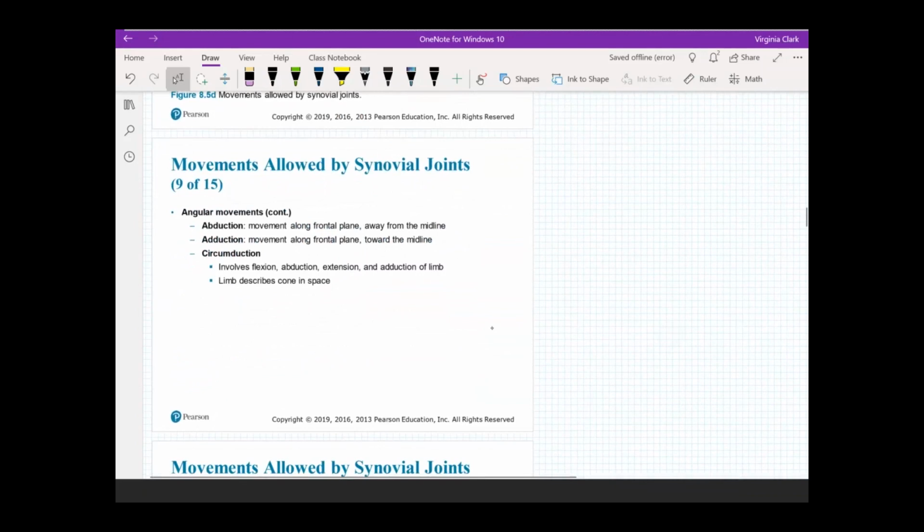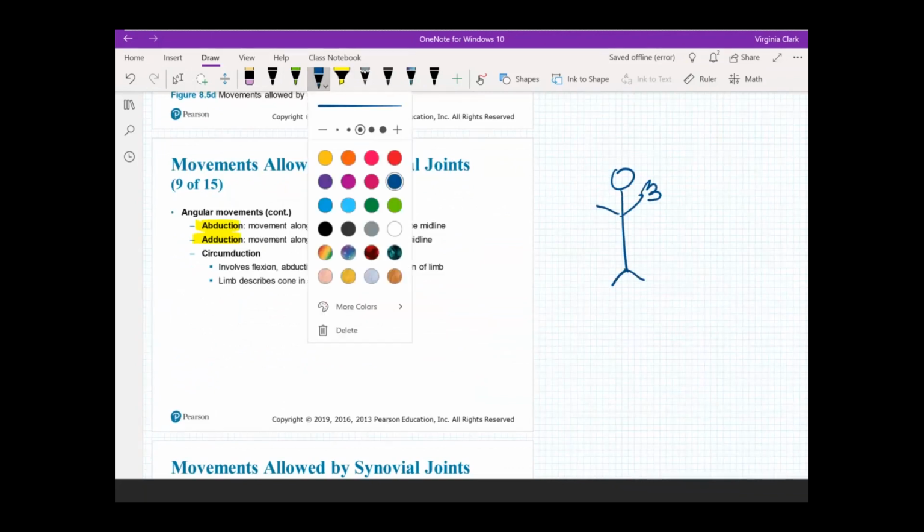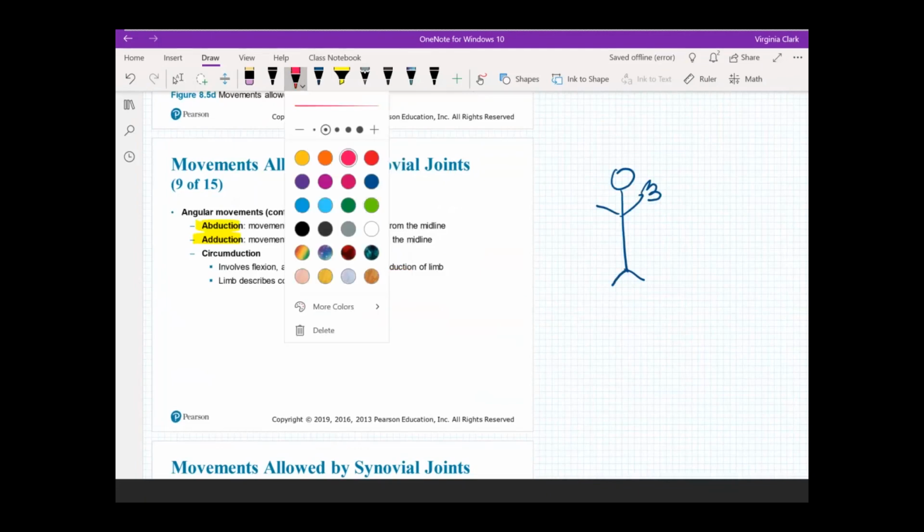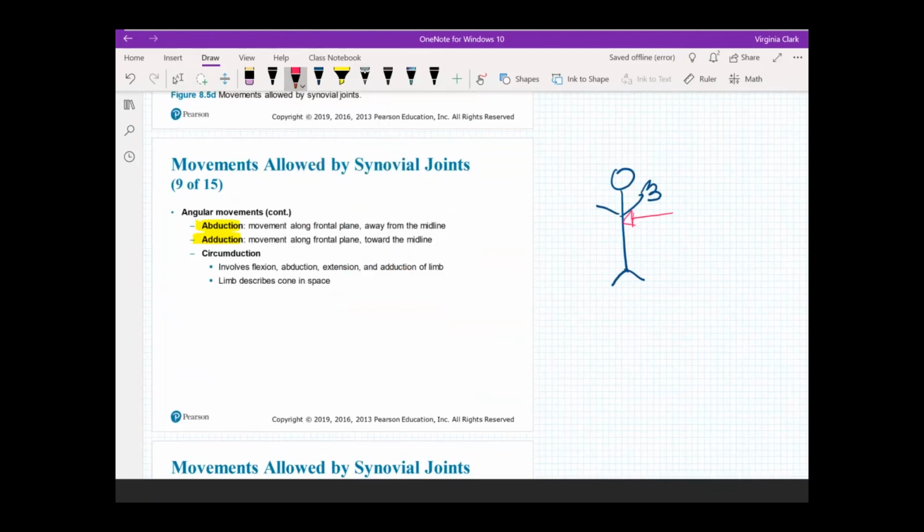There's a couple other types of angular movements that you can have. Flexion and extension. You can also have adduction and abduction. These go together. One is toward the midline. One is away from the midline. So if you are going toward the midline, what you're doing is you are moving something in. You essentially are going to adduct. You are adding to the midline. If you are going to move something away, you are going to abduct. So I like to do adding as adding to the middle of the body.